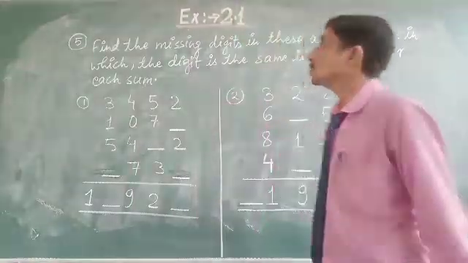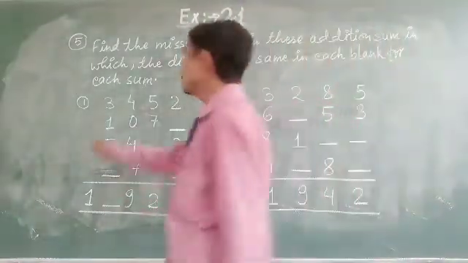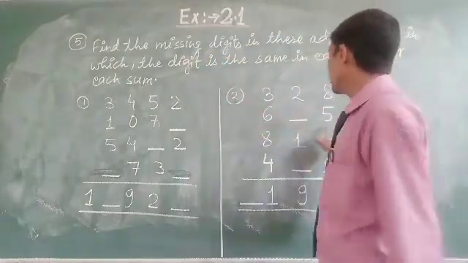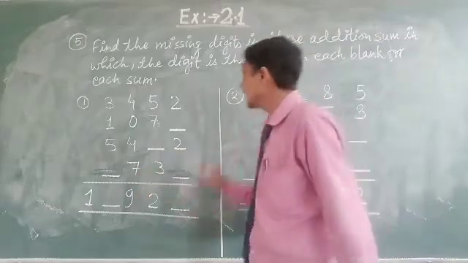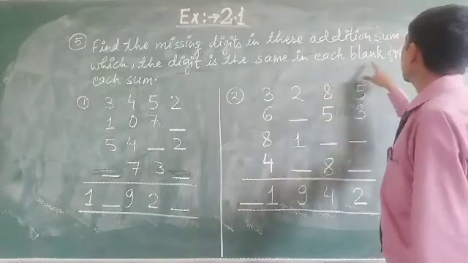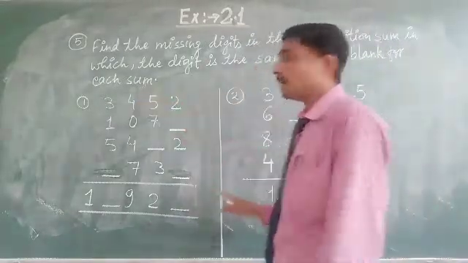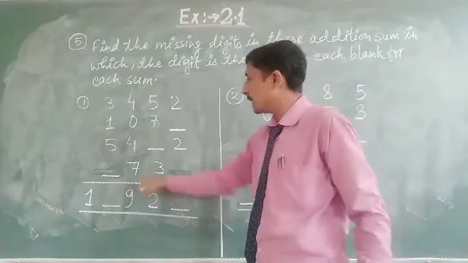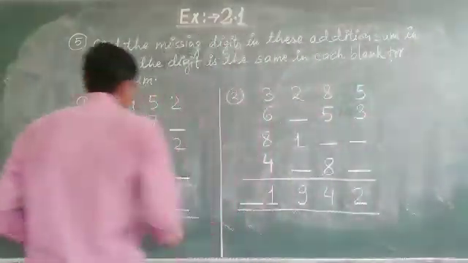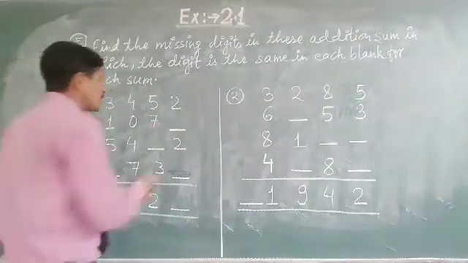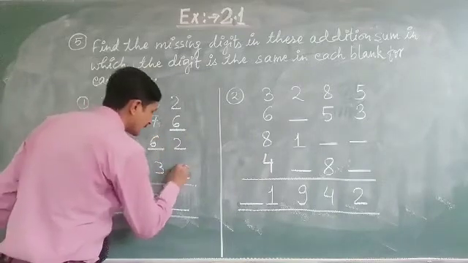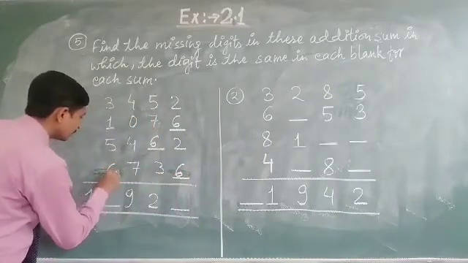Okay, now we come to question number 5. In question number 5, find the missing digit in this addition sum. Two addition sums are given and some digits are missing here, in which the digit is the same in each blank for each sum. We have to use the same digit in each blank for each sum to get the right answer. So for that, in the first question we have to use 6. When we use 6, we get all the answers right. Just put 6 on the blanks.